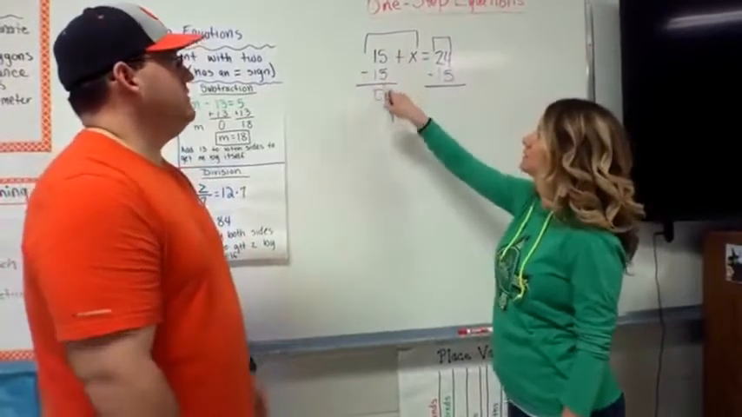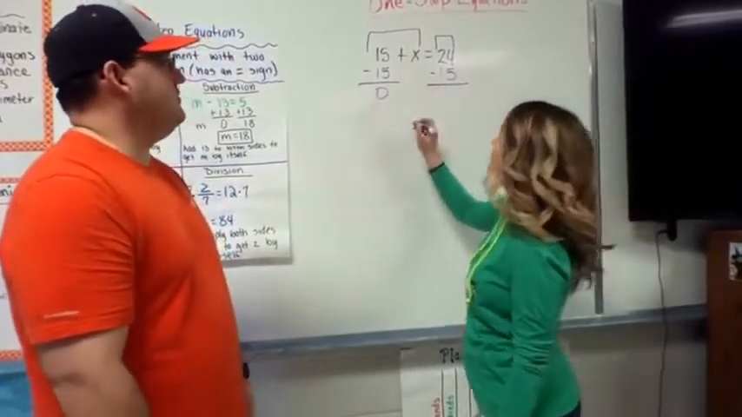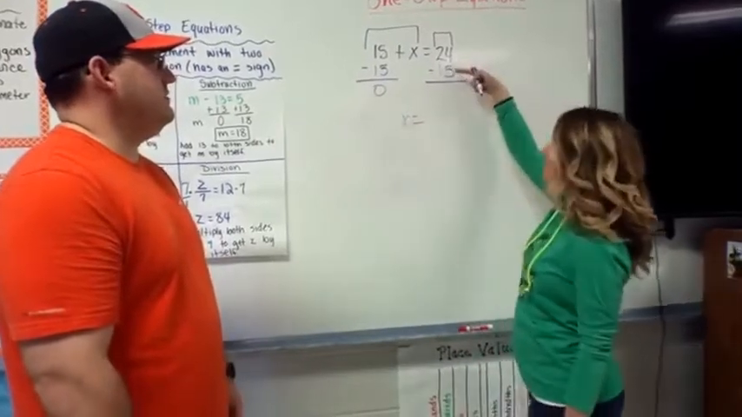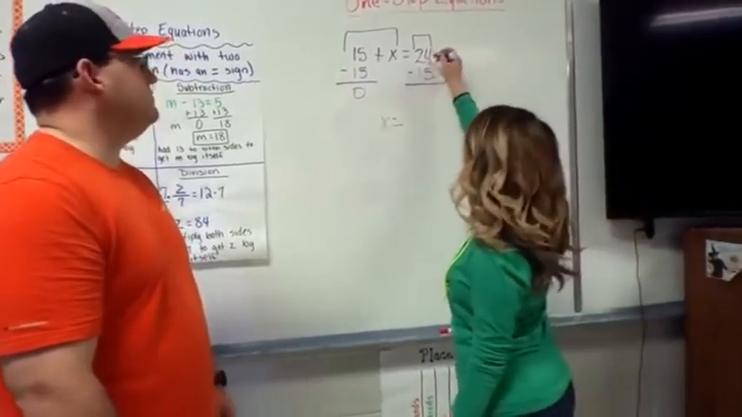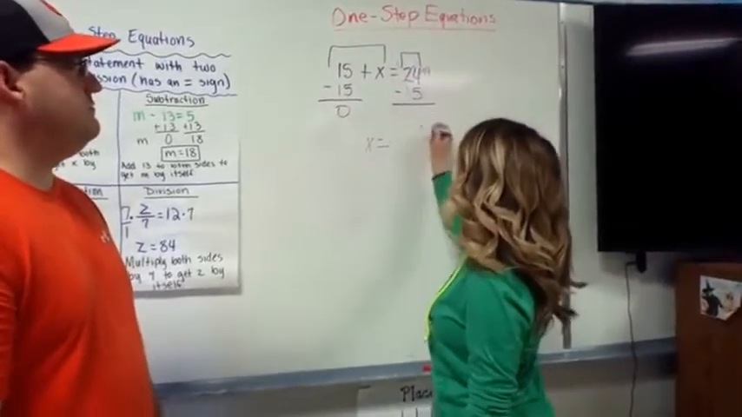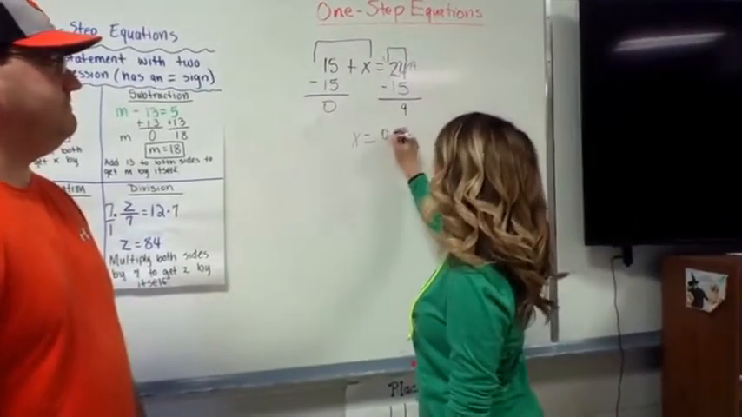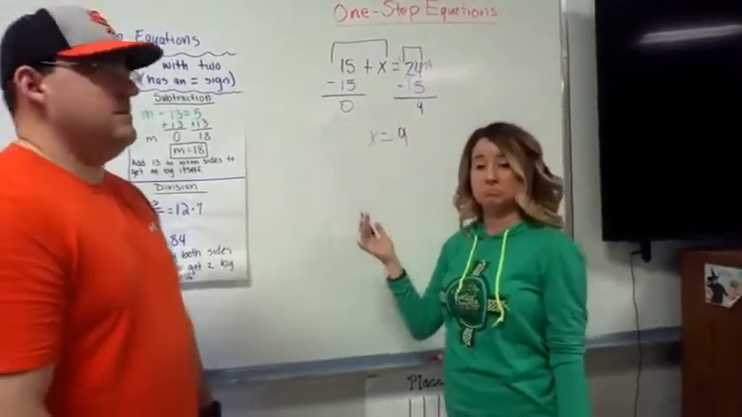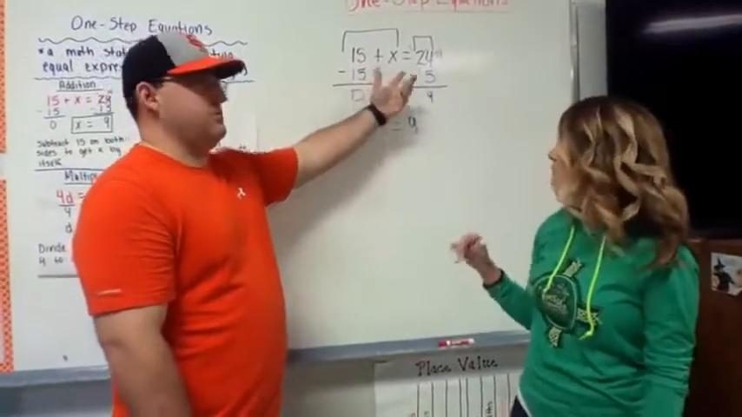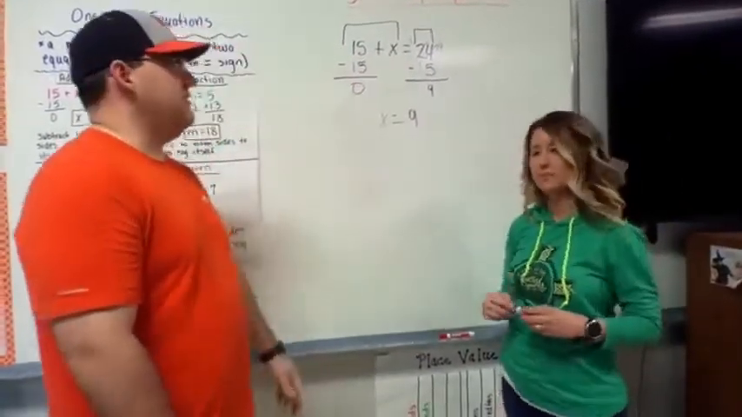So 15 minus 15 gave me 0, which left what on this side, Mr. Morgan? Just x. And now I've got 24 minus 15. I've got to regroup. 14 minus 5 would be 9. So x equals 9. A good way to check ourselves is 15 plus 9 is 24, which it is.